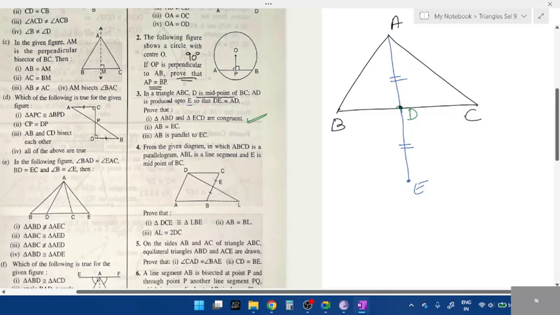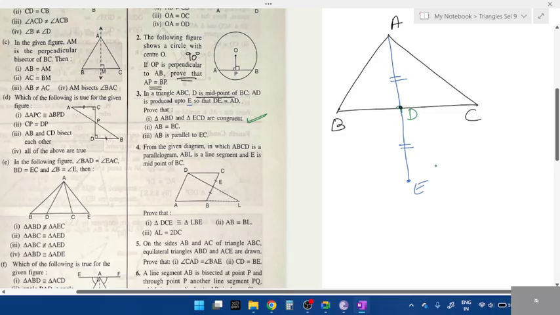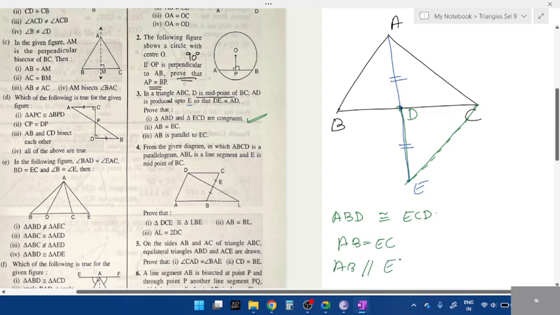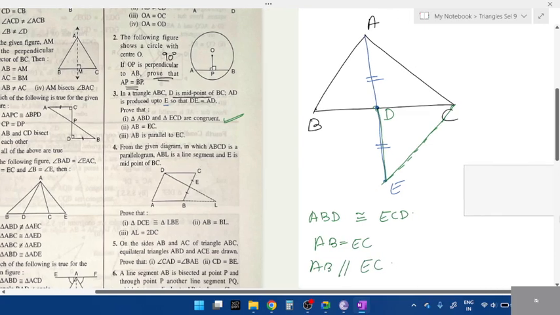Which two points do I have to connect to get ECD? Yes, E and C. I've already told you all it's a tough chapter. They didn't even give a diagram. We have to find the diagram. ECD. Let me write the formula. Triangle ABD is congruent to triangle ECD. And we have to show that AB is equal to EC and AB is parallel to EC. Okay, there is a parallel line concept.